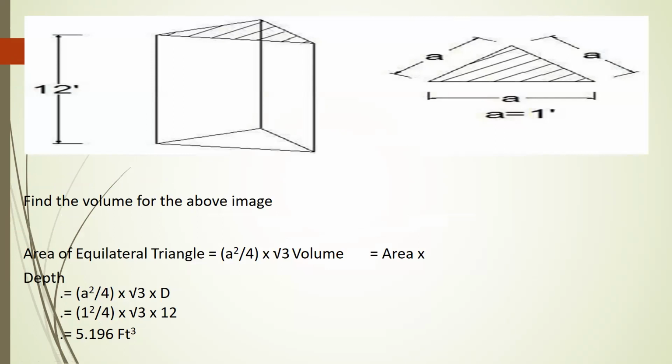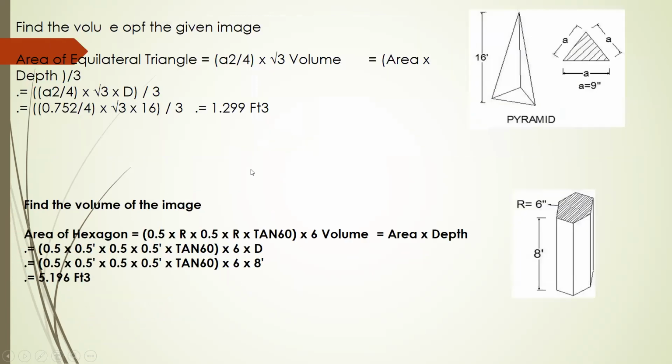Now, volume of this prism. Let us take it this way. Area of the triangle, there is a 12 feet height. A is equal to 1 foot. Area of the equilateral triangle, the formula is A square by 4 into square root of 3. The volume is equal to area into depth. That is A square divided by 4, multiplied by root of 3 into D. That is 1 square divided by 4 into root of 3 into 12. That is 5.196 cubic feet.